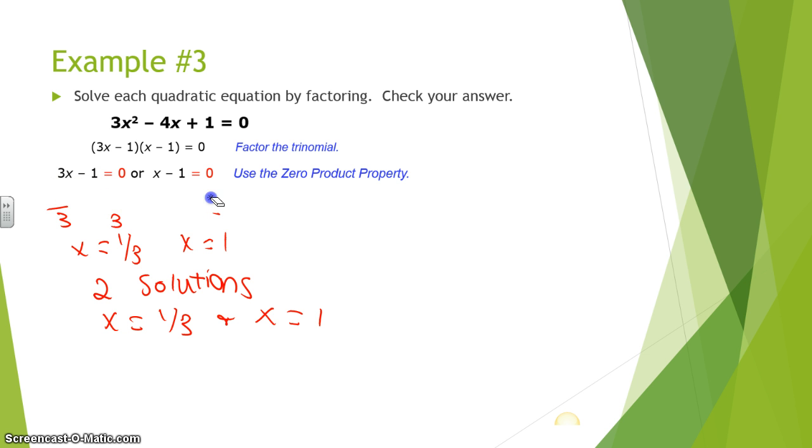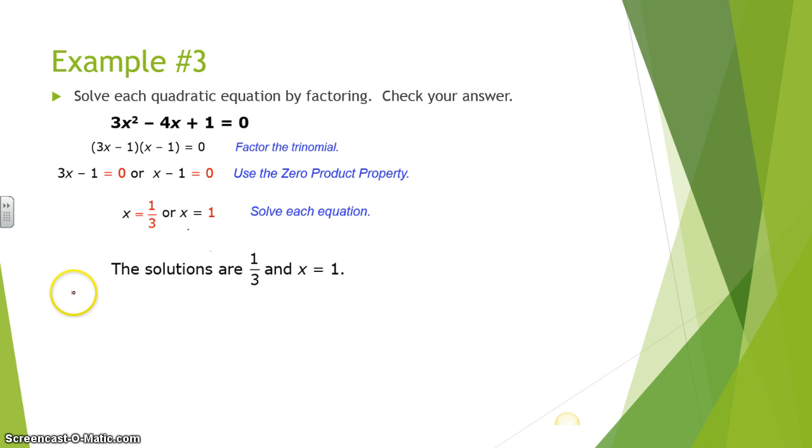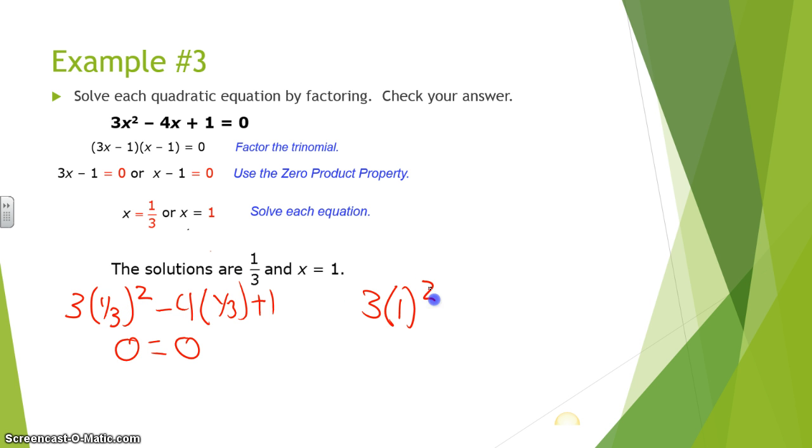So let's walk through the rest of this to check our solution. There we have x equals 1/3, x equals 1. Two solutions. To check our work, we just substitute back in. So 3 times (1/3) squared minus 4 times 1/3 plus 1 equals 0. So 0 equals 0. 3 times 1 squared minus 4 times 1 plus 1 equals 0. 0 equals 0. So it checks out.